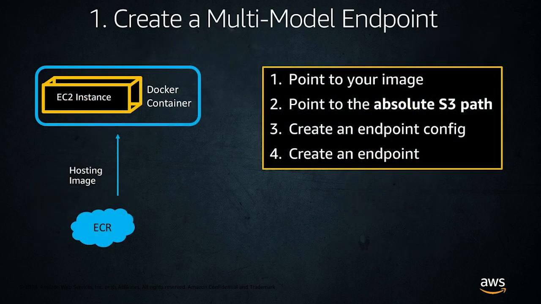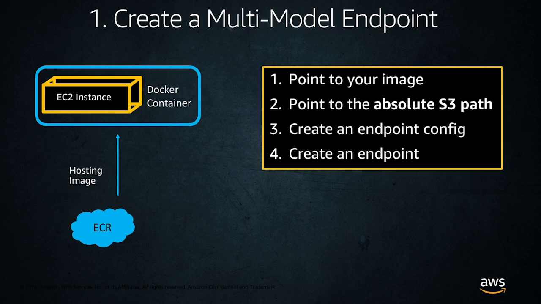Let's drill in. So first, we want to create a multi-model endpoint. And that's going to be really similar to creating a normal endpoint, right? We're going to need a model, we're going to need an image for that. Basically, we're going to point to our image, we're going to point to the absolute S3 path. So multi-model endpoints is going to expect that your models are all in the same path in S3, relatively speaking, which is to say they should all be in a similar directory in some capacity with the same relative reference.